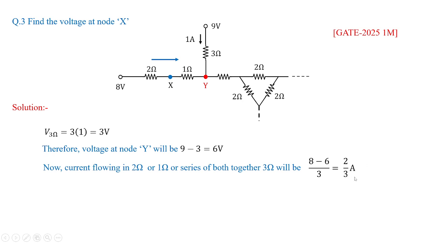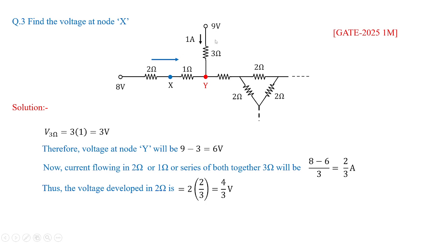So it is nothing but 2 by 3 amperes. So once I'm done with this current, it is easy for me to estimate the drop across 2 ohms as well as 1. Therefore, the voltage developed in 2 ohms, that is the value of resistance multiplied with this current 2 by 3 amperes, would be 4 by 3 volts.